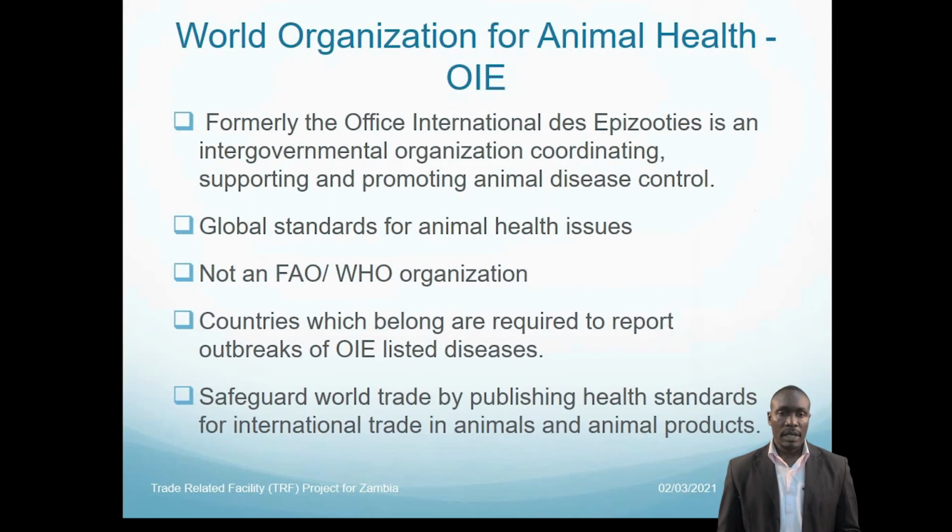The OIE is formerly the Office International des Epizooties. It's a global standard setter for animal health issues. It's not an FAO or WHO organization, and the countries which belong are required to report outbreaks of the listed diseases. The purpose of the OIE is to safeguard world trade by publishing health standards for international trade in animals and animal products.